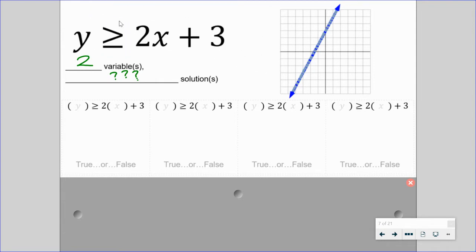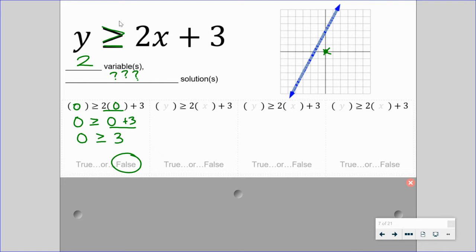All right, so we see the line as if there were an equal sign. All these points would be true. But this mathematical statement says, yes, it can be equal, but it can also be greater. So we're going to pick some points. And perhaps not surprising, you guys know my affinity for 0. Let's try the origin. Let's substitute in 0 for x and 0 for y, and let's see what we get. 2 times 0 is 0. And if we add 0 and 3, we get 3. True or false, 0 is greater than or equal to 3? No, that doesn't work.